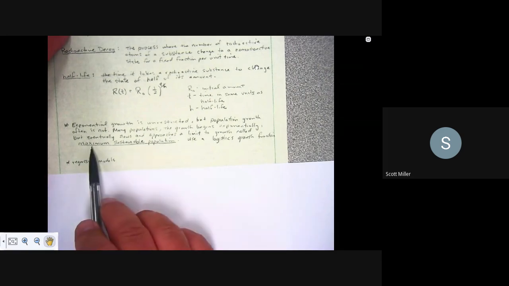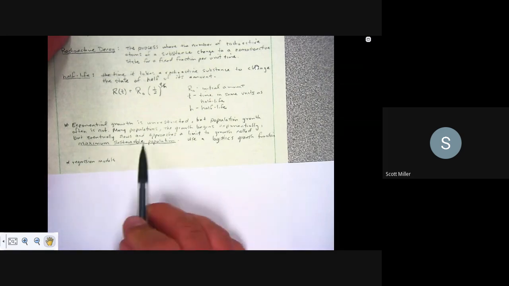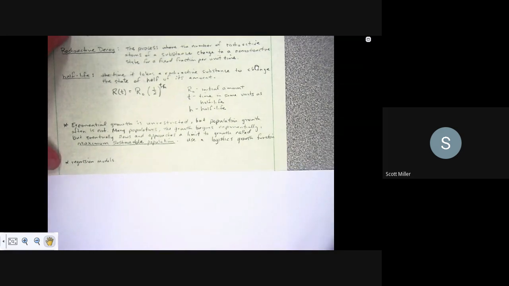And it has what's called a maximum sustainable population. That means that is the upper bound, the top part of our graph. It's a horizontal asymptote, and in our logistics model we used last time, that would be the value of C. So these are what we're going to be looking at.